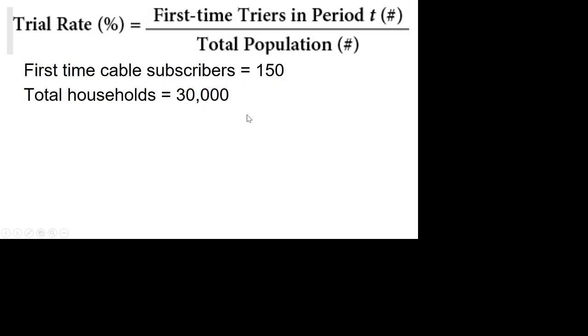Let's give you a quick example here. You're a cable company. You know that in a certain period you had 150 customers or subscribers for the first time ever. You know that in your particular population there were 30,000 households. That gives you a trial rate of 150 over 30,000, or 0.5%.